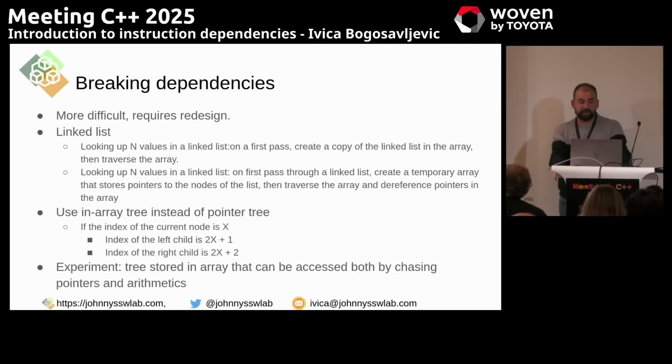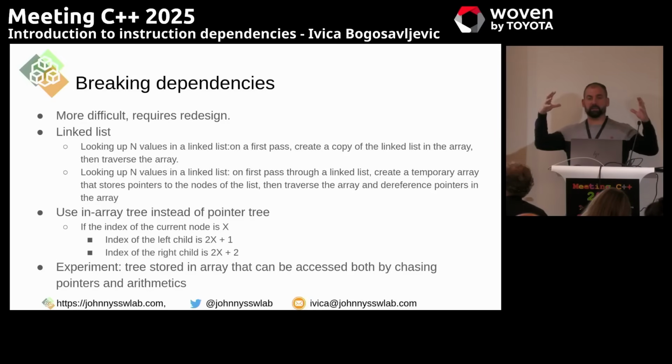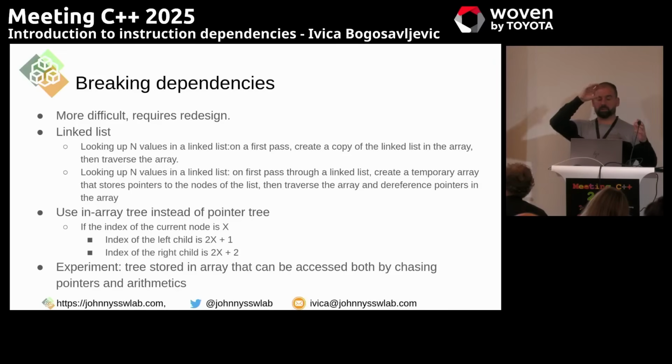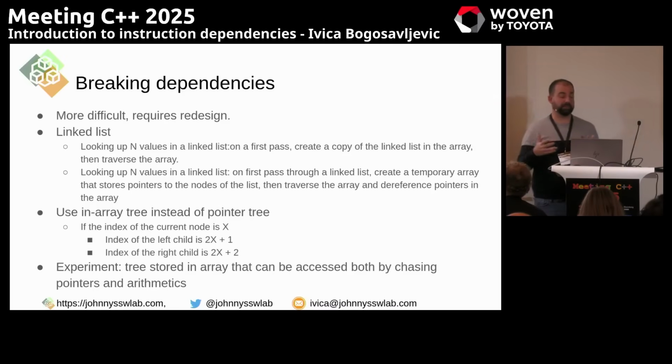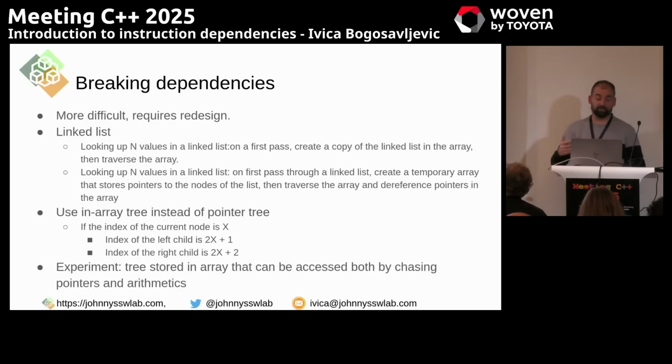Okay. The second way to do it is to use in-array trees instead of pointer trees. So if you remember, there is a way to represent trees with an array. Imagine you're currently at node x, and you want to go to the left one or right one. The index of the left child is 2x plus 1, and the index of the right child is 2x plus 2. Instead of chasing pointers, you're doing arithmetic, but you can do arithmetic in advance. The CPU has more tricks up its sleeve to do arithmetic than to chase pointers.